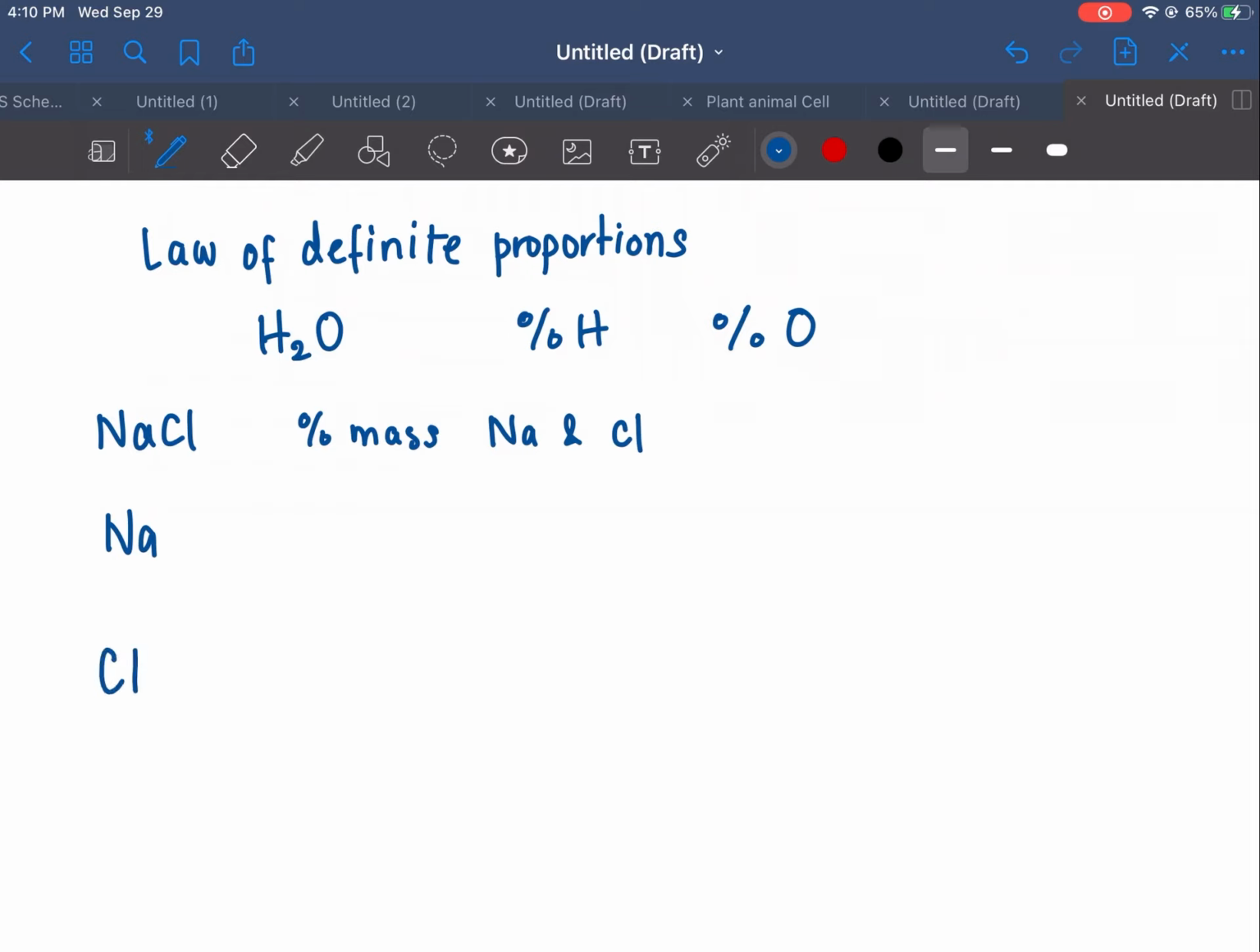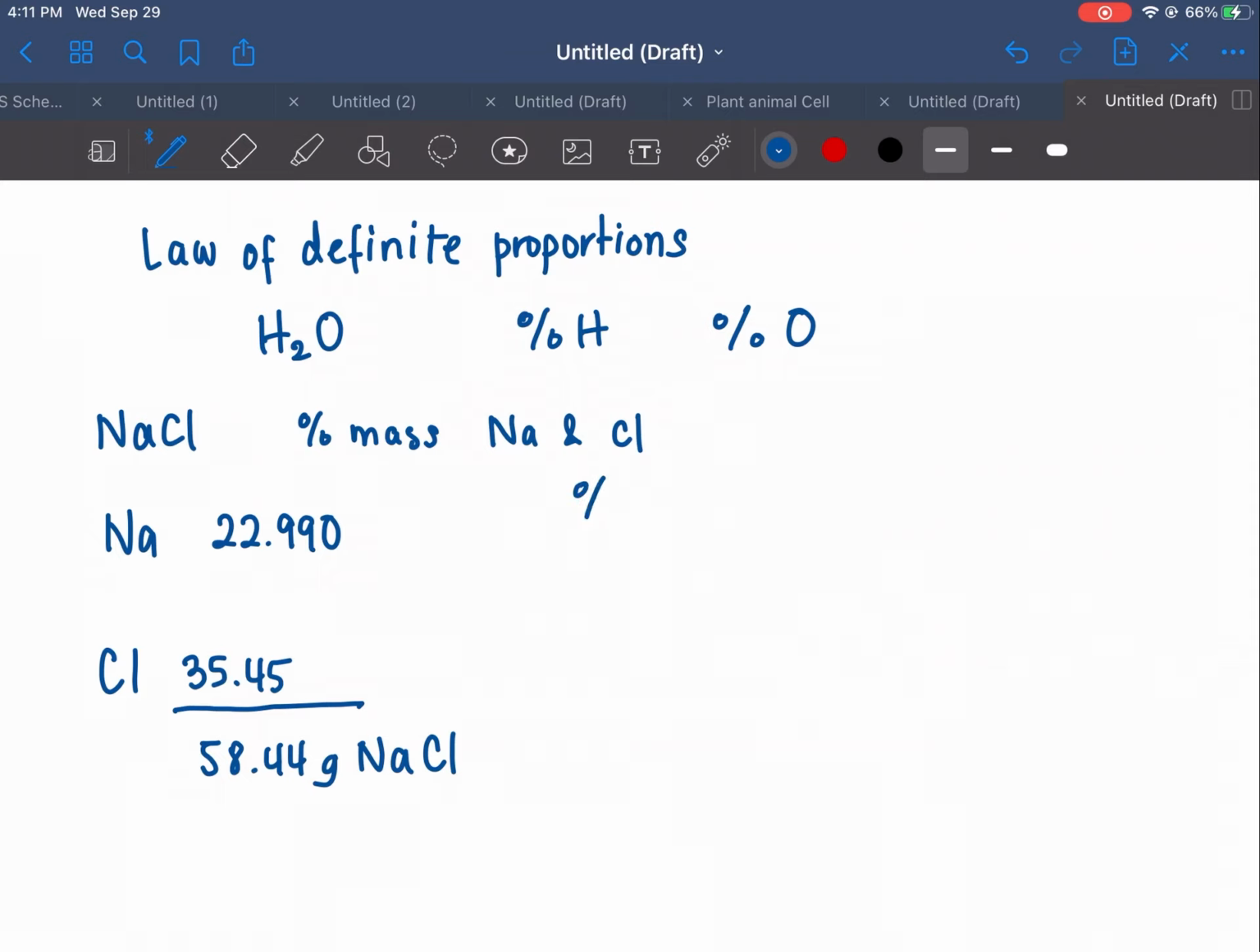To do that, I'm going to write my elements. It's like finding the molar mass. Let's write for sodium. We know it's 22.990 grams. Chlorine is 35.45. So all we need to do for the first step is find the total mass. If I add these two, it's going to give me 58.44 grams. This is how much sodium chloride I have.